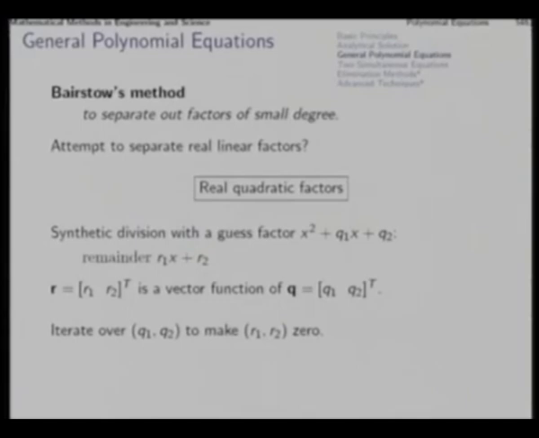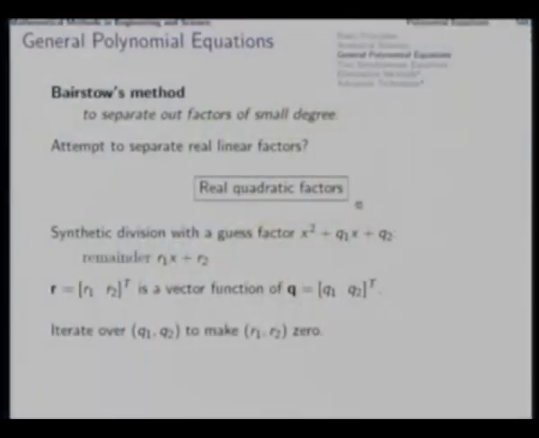So for separating out a real quadratic factor, what do we do? We propose a factor like this, x square plus q1 x plus q2, and conduct a synthetic division of the given polynomial. So, after completing the synthetic division, there can be a remainder. If this is actually not a factor, then there will be a remainder. If our guess is perfect, then this is a factor, and in that case the remainder will be 0, and it will confirm that this is indeed a factor.